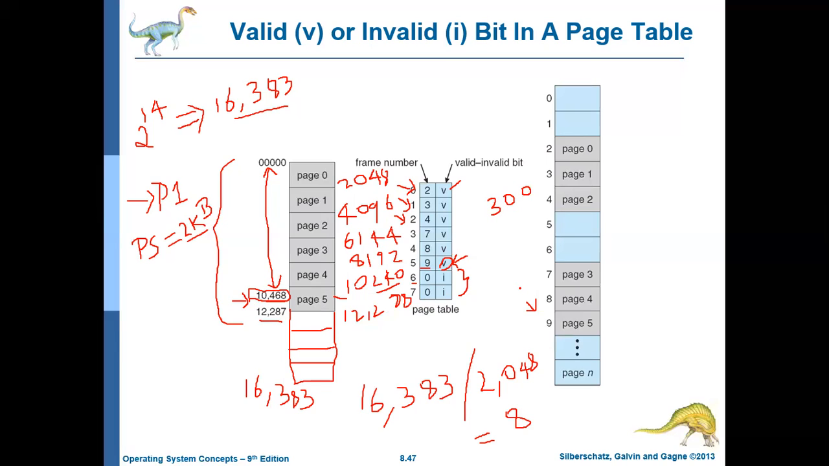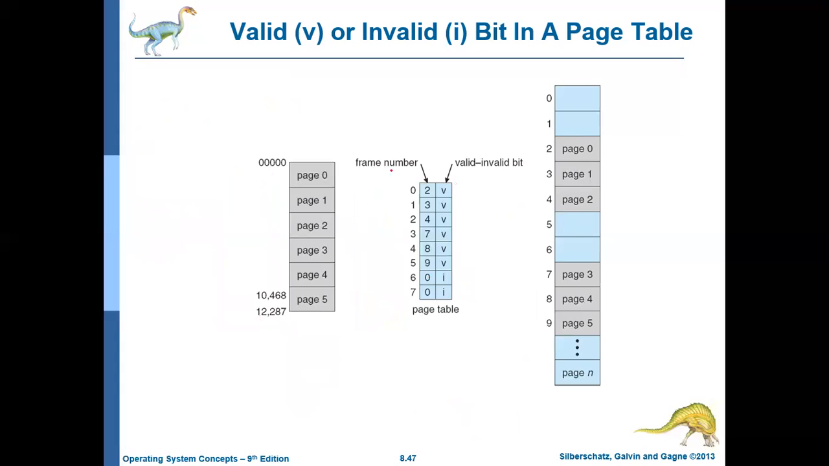So how could we control that? How could we ensure that this particular process does not access beyond 10,468 in spite of having a valid bit here? This can be achieved by using the page table limit register. We have already discussed that there is something called PTLR, which stands for page table length register. To ensure that this process does not access beyond that 10,468 location, the page table limit register should contain the maximum length it can access.